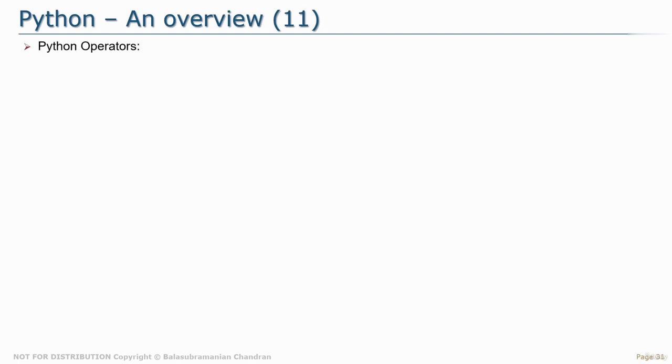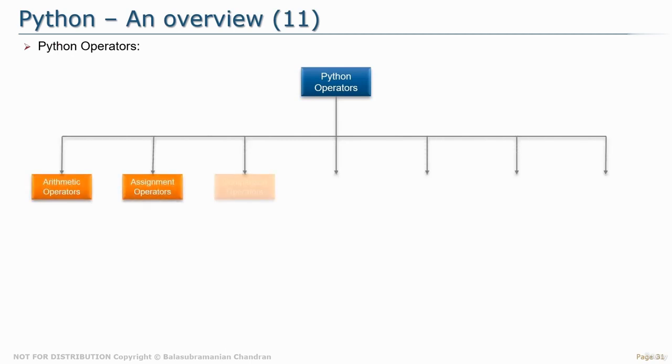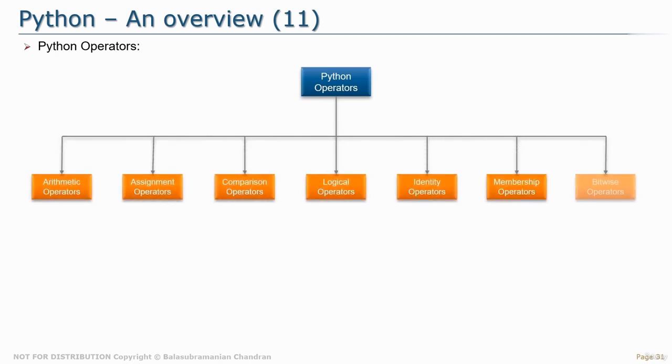What are the available Python operators? Python operators are divided into 7 categories, and they are arithmetic operators, assignment operators, comparison operators, logical operators, identity operators, membership operators, and bitwise operators.